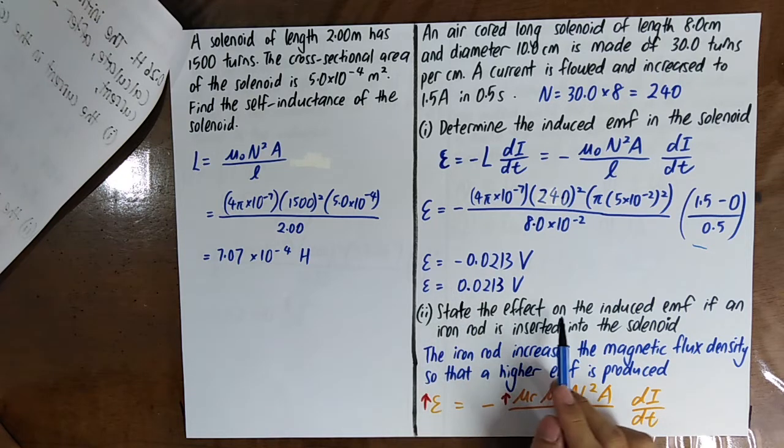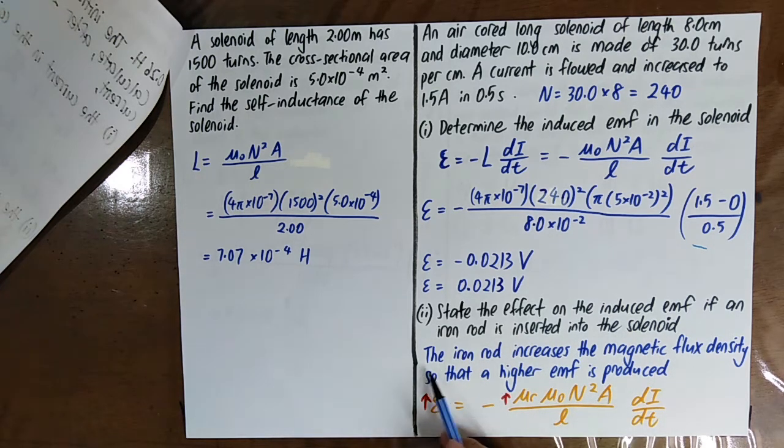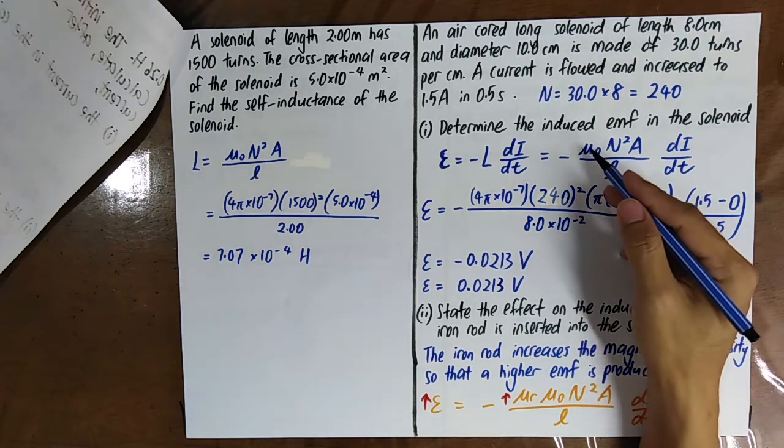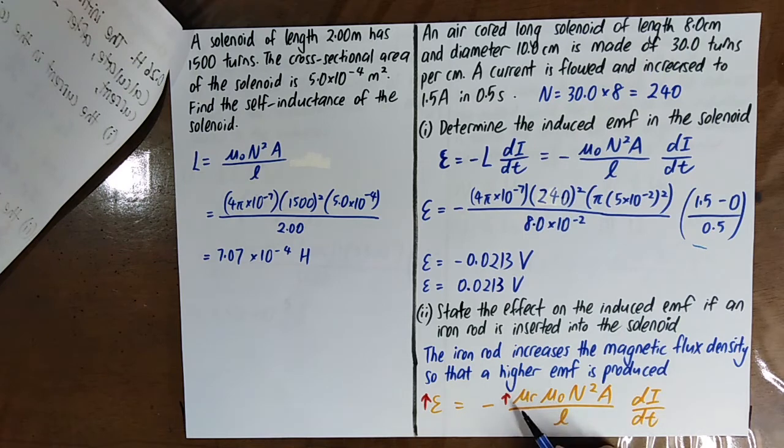State the effect on the induced EMF if an iron rod is inserted into the solenoid. The iron rod increases the magnetic flux density so that a higher EMF is produced. Okay, so you know that when the iron rod is inserted, you use mu R mu naught instead of mu naught. And mu R is a very large value for iron. Therefore, you know that the magnitude of the back EMF is getting larger and larger.